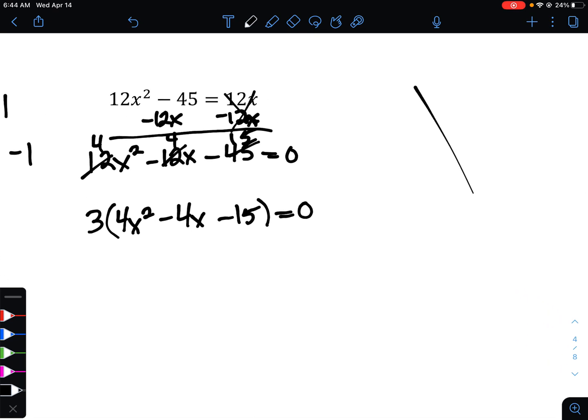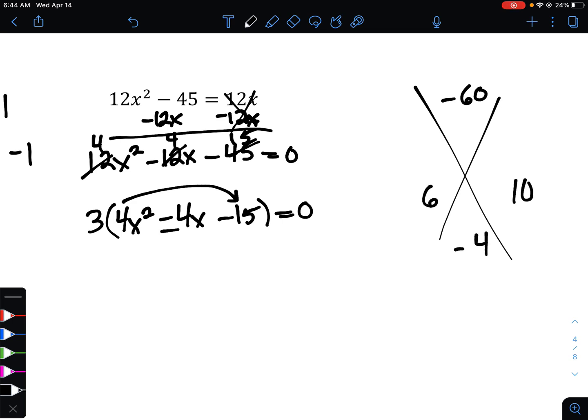So now, with what's left inside the parentheses, we no longer have a greatest common factor. We do have 3 terms, so we'll use our x method. 4 multiplied with negative 15 is negative 60. And then negative 4 is what we'll put underneath. For 60, an easy pair to think about would be 6 times 10. And for it to be negative 60 and negative 4, just make it a negative 10.